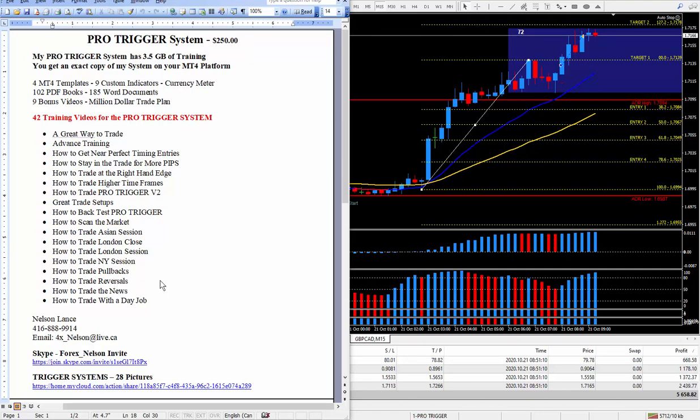And a reversal is when it breaks in the opposite direction, hits the goal line, breaks through, and keeps going down, as in this situation. But if it just comes back to the goal line, bounces off of it, and keeps going up, it means it's going in the direction of the trend. Also teach how to trade the news and how to trade with a day job.